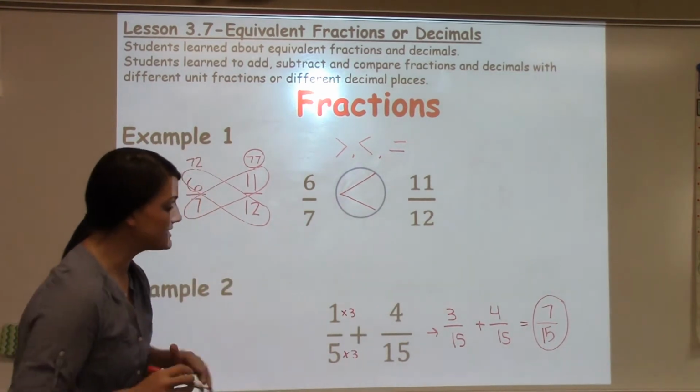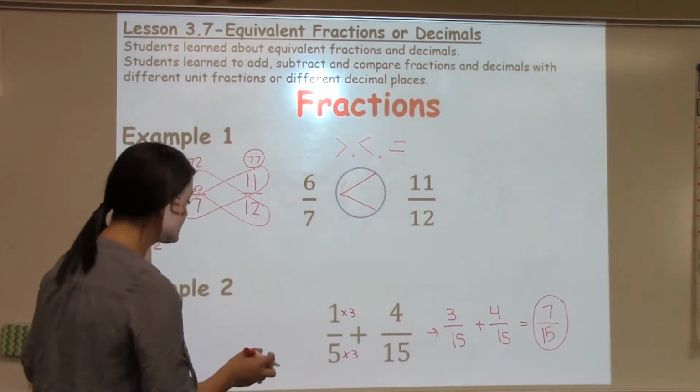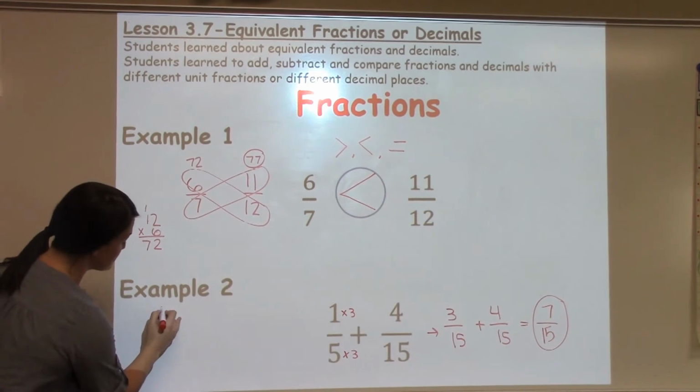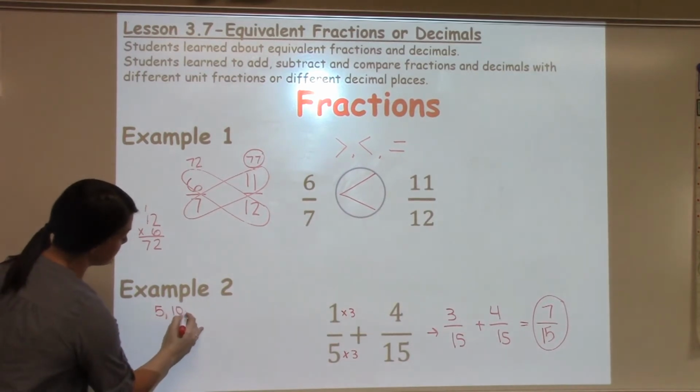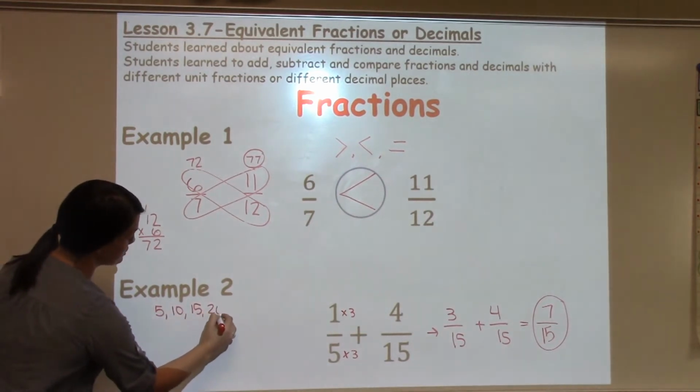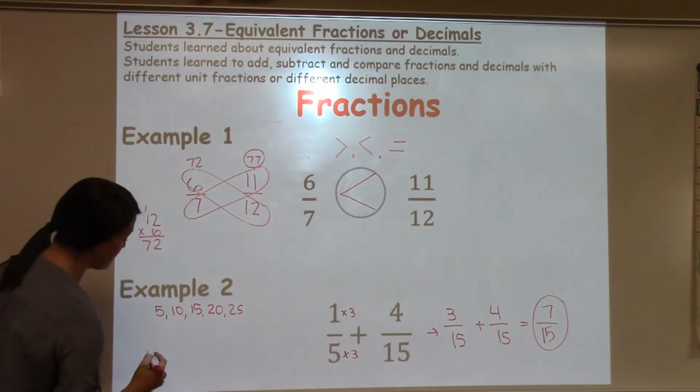Another way to find common denominators is to list out multiples and to find the smallest one they have in common. So in counting by fives, I get 5, 10, 15, 20, 25, and I could keep going.